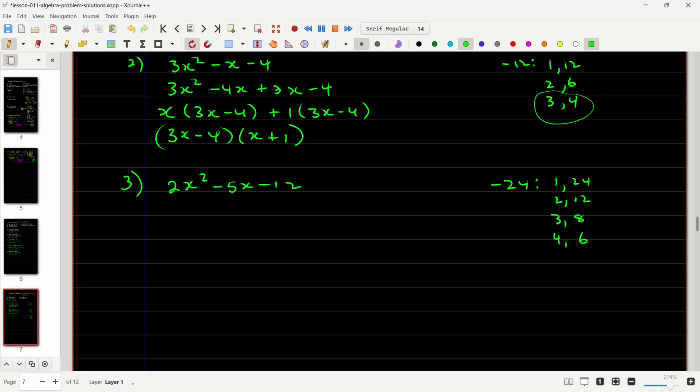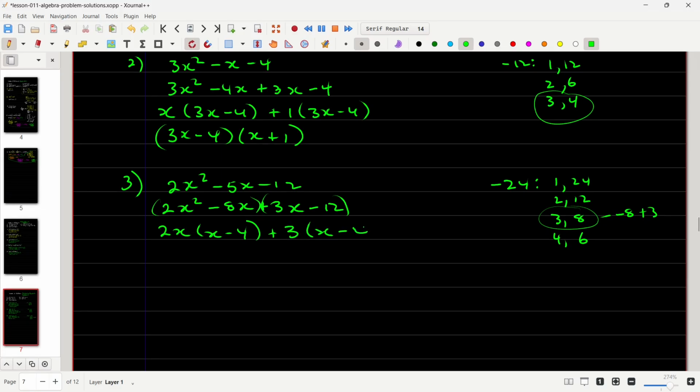I'm looking for a negative 5, and I'm looking to see that this here has a difference of 5 between them. So if I use a negative 8 with a positive 3, that's going to give me a negative 5. So 2x squared minus 8x plus 3x minus 12. And we're getting this pair with this pair, and we have 2x into x minus 4. And then we have plus 3 into x minus 4, which is x minus 4 and 2x plus 3.